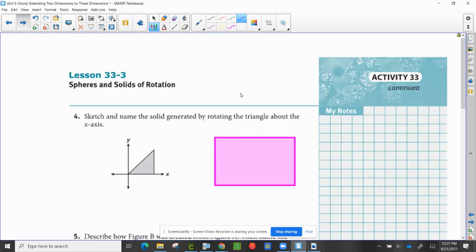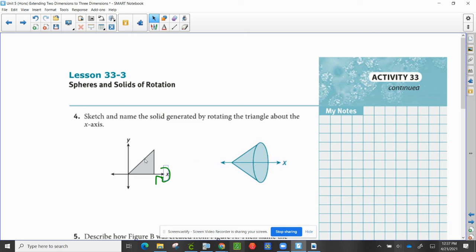All right, let's jump to the last question we're really going to cover today, which is number 4. Here we have this triangle on this XY coordinate plane. Sketch and name the solid generated by rotating the triangle about the x-axis. So if you took this triangle and spun it about the x-axis, what solid would we form then? Okay, that would give us a cone. It's a little hard to visualize this one as much, but again, if we just rotated it so we connected it from corner to corner, we would create a cone.